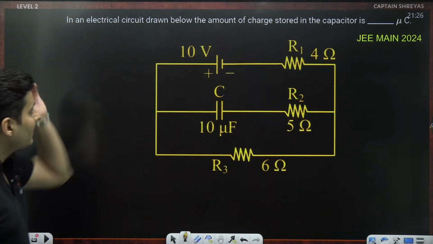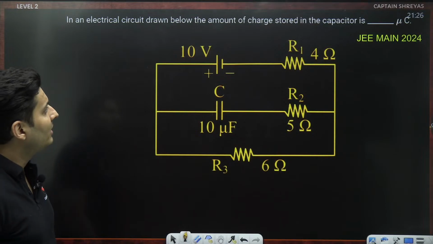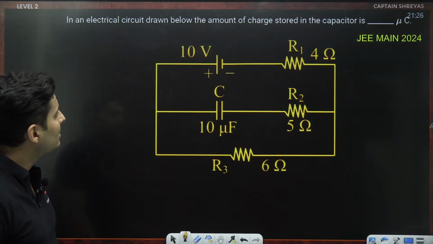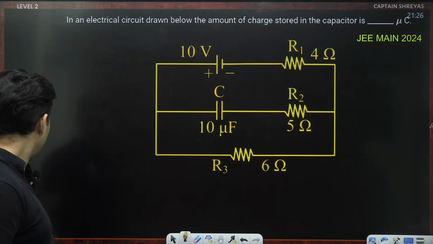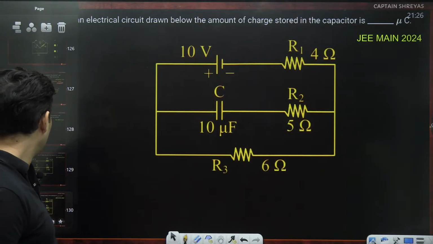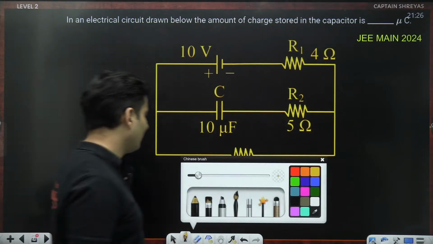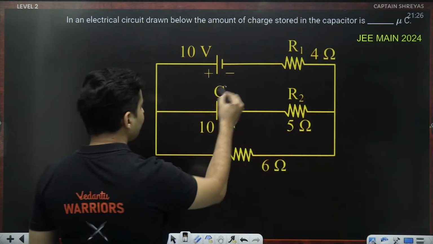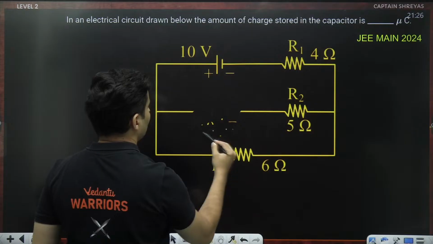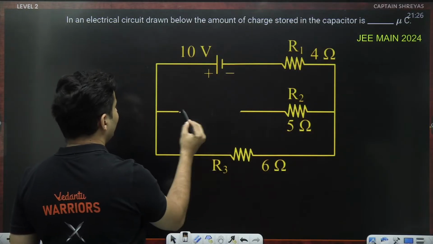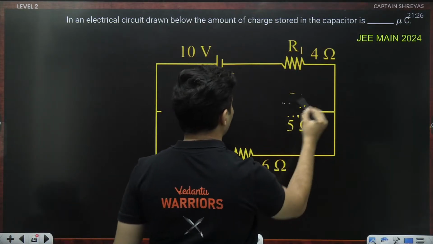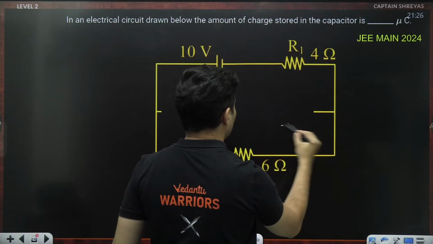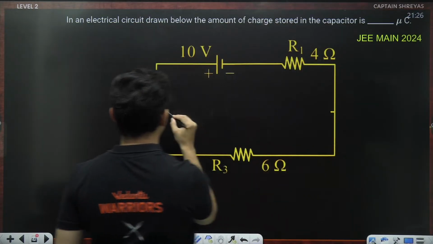In an electrical circuit drawn below, the amount of charge stored in the capacitor is, okay. Guys, whenever I see a capacitor, I know that it is going to block the current. I'm just going to forget it. Let's just forget that capacitor. What's the use? No use. This is going to completely block the current. Even that resistor will have no current passing through it. So nothing as such. So just forget about it like this.